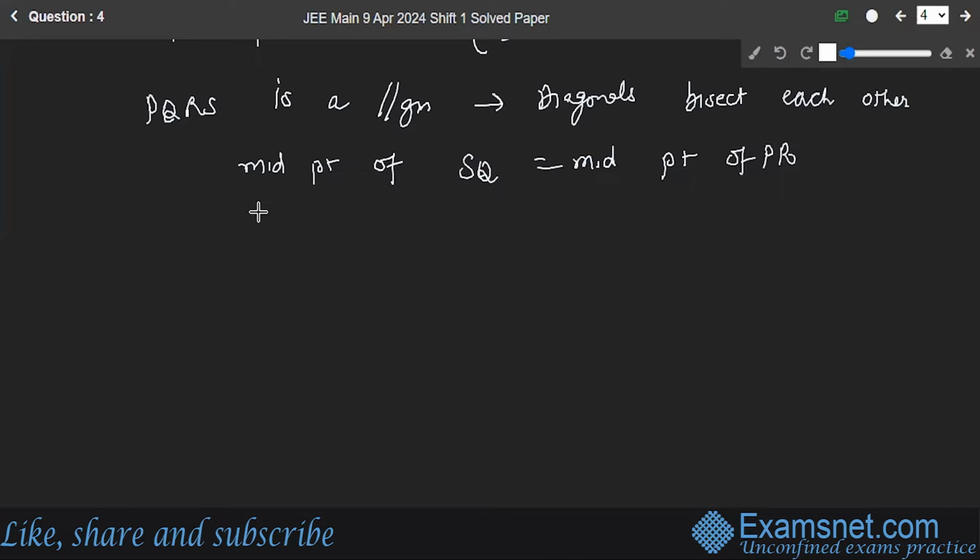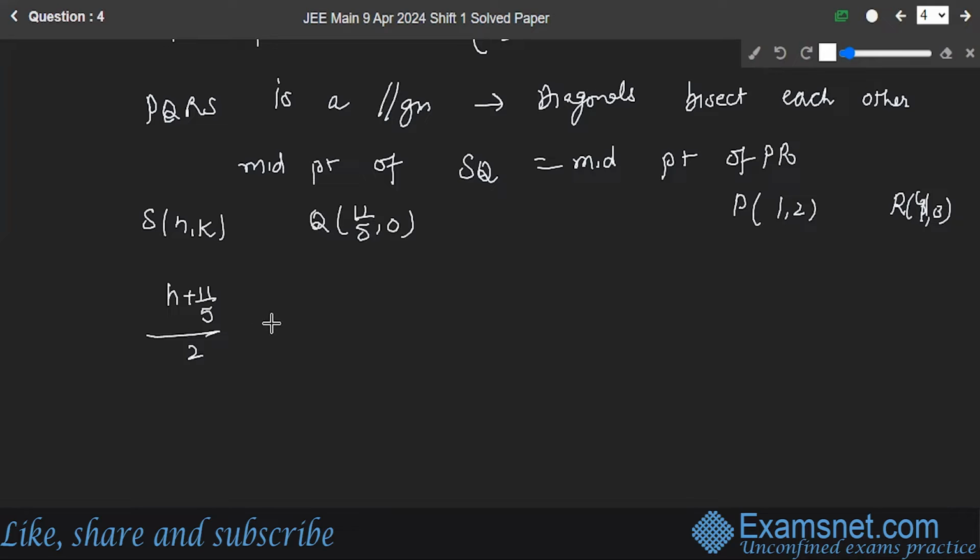And I have the coordinates. S is given by, okay, I don't know S. So S is given by H, K, and Q is given by 11/5, 0. The point P was given by 1, 2, and R was given by 4, 3. So this gives you (H plus 11/5) upon 2, and (K plus 0) upon 2. This is equal to (1 plus 4) upon 2, and (2 plus 3) upon 2.